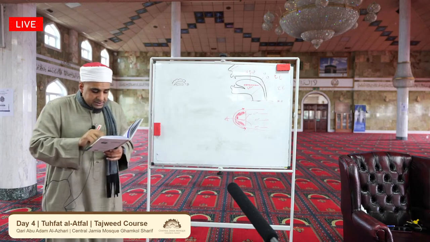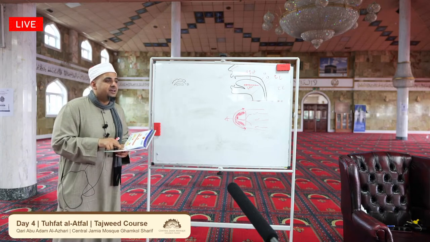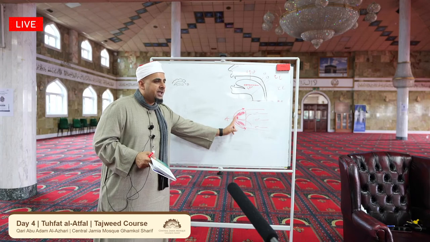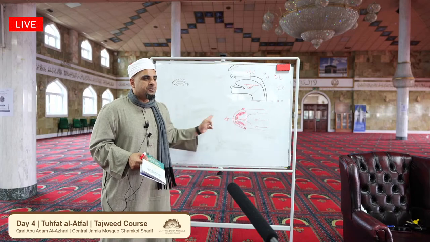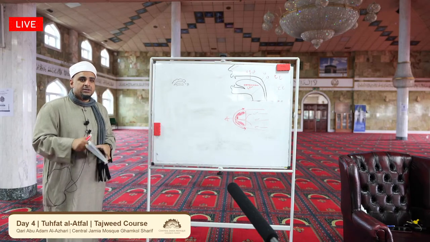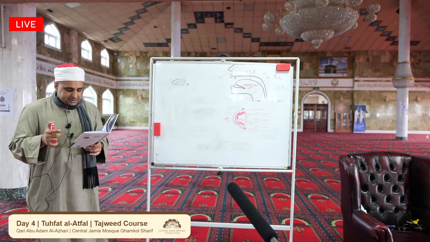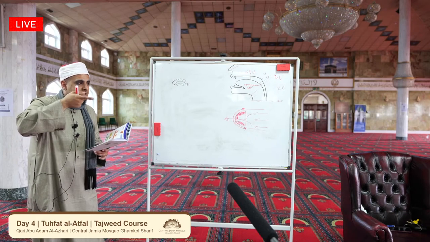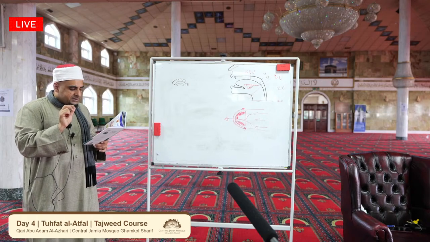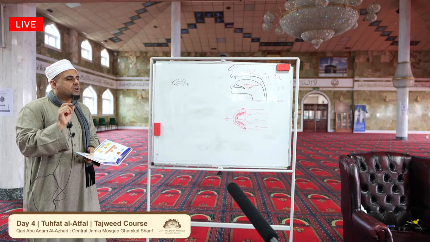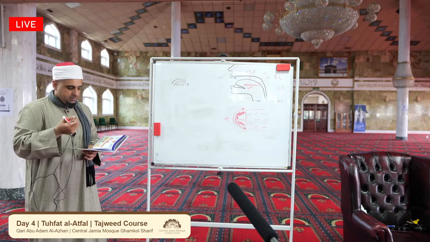Note, another difference between the noon and the ra is that the front of the tongue is closed when reciting the noon. But in the ra, the sides are closed, the front's open. Another difference between the noon and ra: for noon, all of the air comes out of the nasal cavity, so it comes to the nose and then back to the mouth. Whereas for the letter ra, a small amount of air passes over the tongue. I'm exaggerating the rolling, yeah? The air is coming through the middle of the mouth.